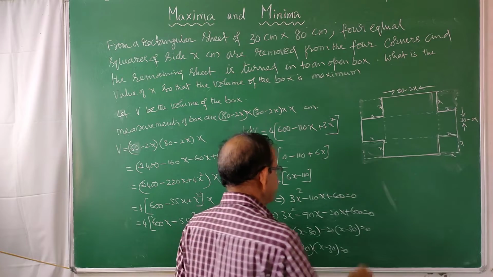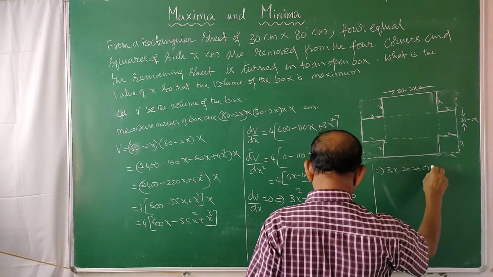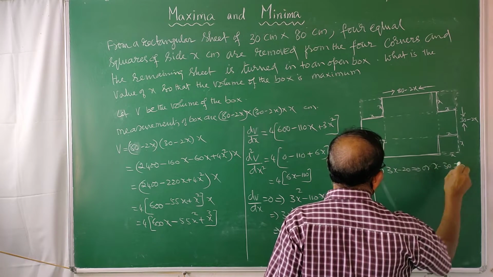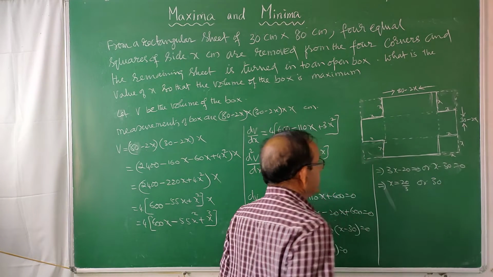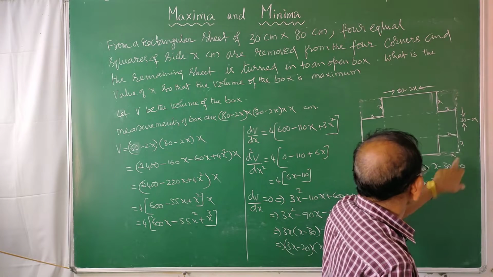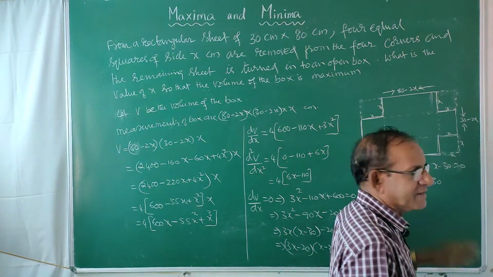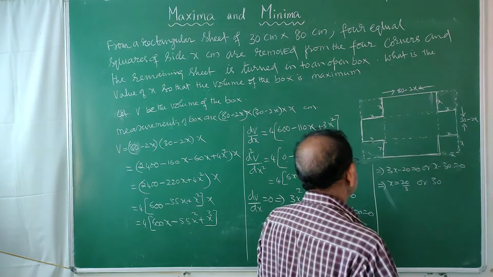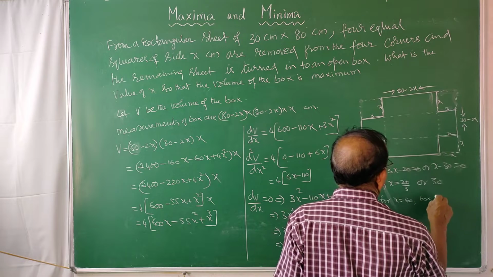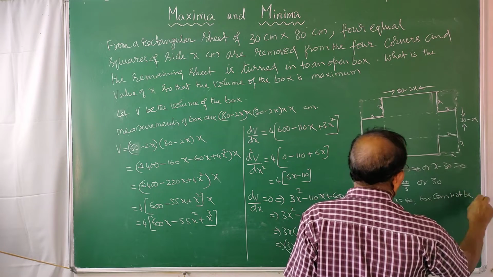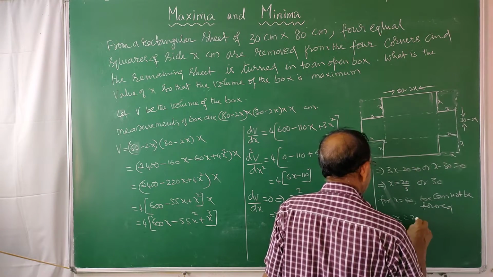That implies 3x minus 20 is equal to 0 or x minus 30 is equal to 0. That implies x is equal to 20 by 3 or 30. But can we take 30? If you take 30, this length is 30 minus 2x, 30 minus 60, so it will become negative. So you cannot take 30. A box cannot be formed. So for x equal to 30, a box cannot be formed. So x must be 20 by 3 only.